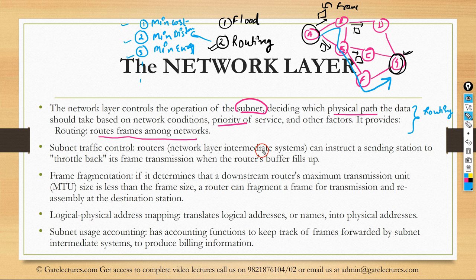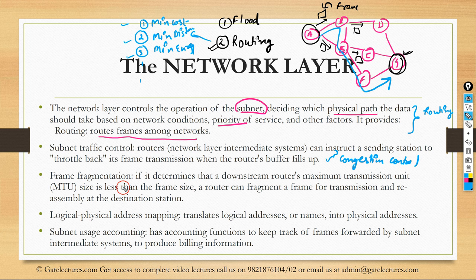And the second responsibility is subnet traffic control. That is, routers can instruct a sending station to throttle back its frame transmission when the router's buffer fills up. So this is actually called congestion control. Congestion control is also the responsibility of the network layer.